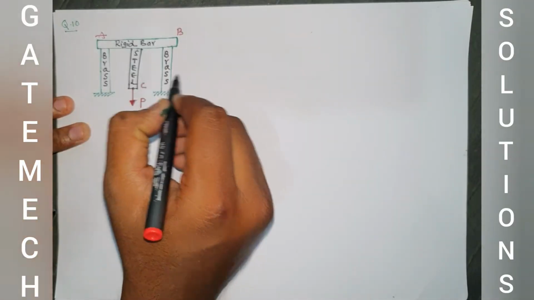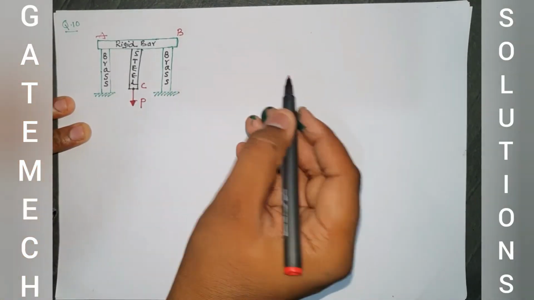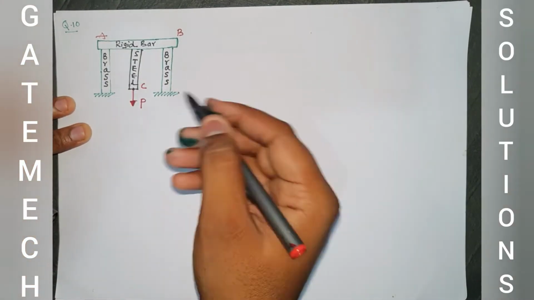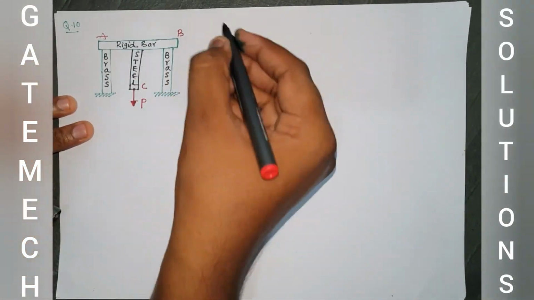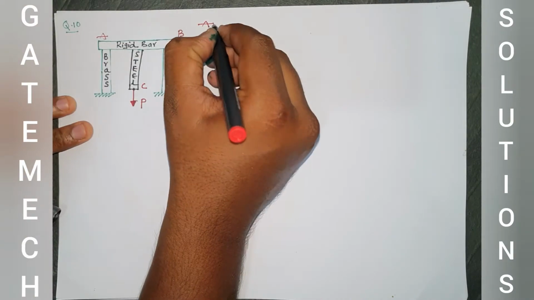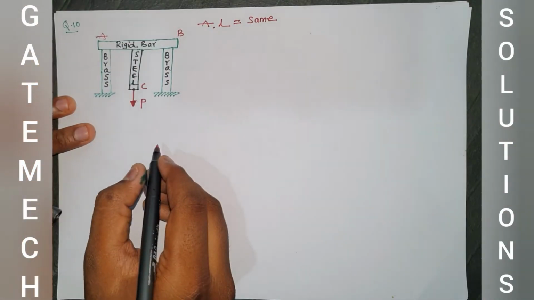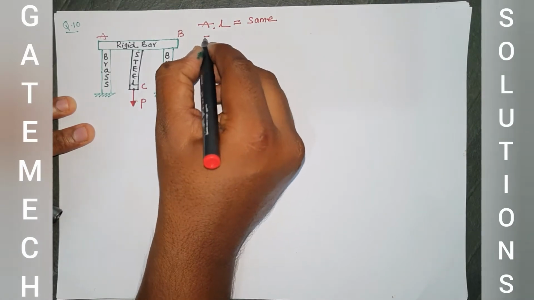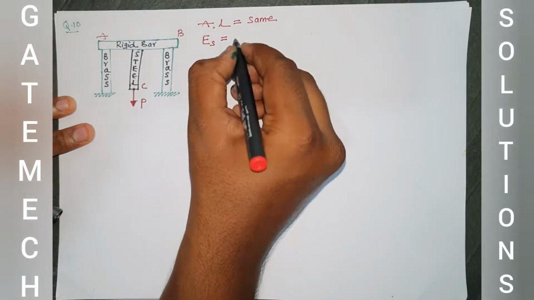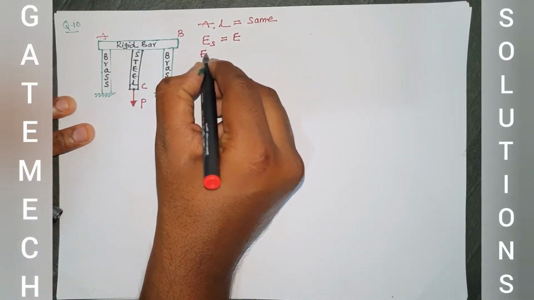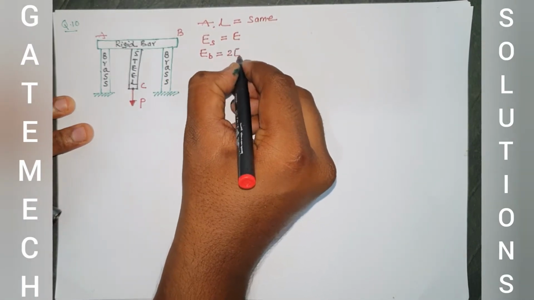So there are 3 bars here: 2 brass materials, one steel bar, and AB is a rigid member. The definition, everything I am going to discuss later. In this question, the area of these 3 bars and the length of these 3 bars is the same. That was given in the problem. At the same time, the Young's modulus of steel material is given as E, whereas the Young's modulus of brass material is given as E by 2.